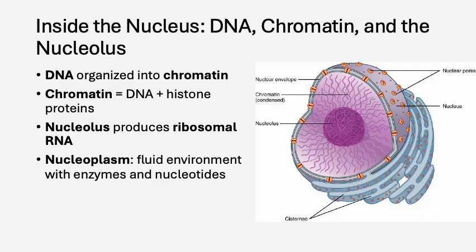The nucleolus is a dense region where ribosomal DNA is produced and ribosome subunits begin assembly. Surrounding these structures is the nucleoplasm, a fluid environment containing enzymes and nucleotides needed for nuclear processes.